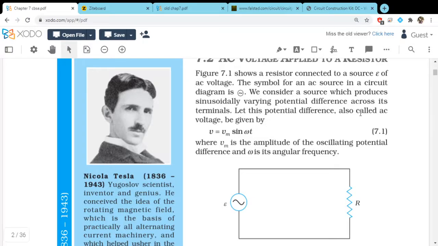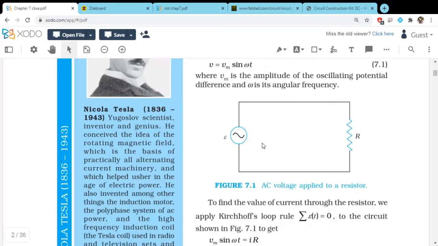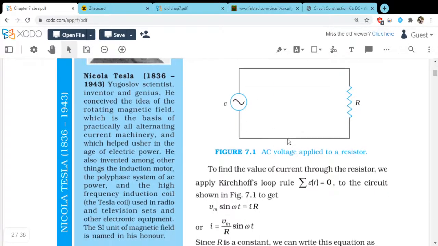You will write initially from this. Let the potential difference or the AC voltage be V is equal to Vm sin omega t, where Vm is the amplitude of the oscillating potential difference and omega is angular frequency, or you write the Vm is the maximum voltage and omega is the angular frequency. So this is the circuit. To find the value of current through the resistor, we apply Kirchhoff's law.